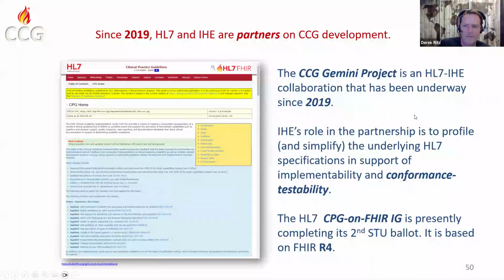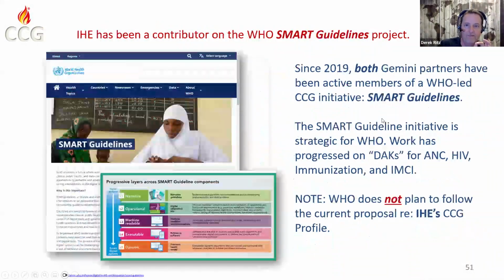My Gemini project twin, I think I might have said, Bryn Rhodes, is the driving force behind the CPG on FHIR implementation guide. It's just completed its second ballot. It's based on FHIR R4. IHE's role, my role in that partnership, is to take that underlying standard and the specification for CPG on FHIR and to do what needs to be done to simplify it, to take the optionality out so that it can be more readily implemented and, importantly, so it can be conformance tested.